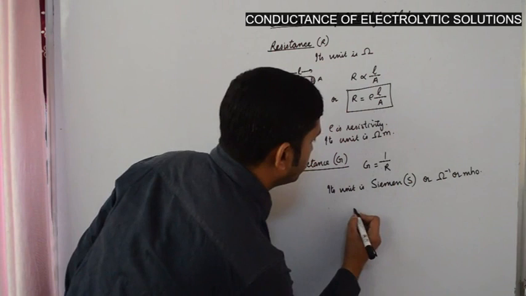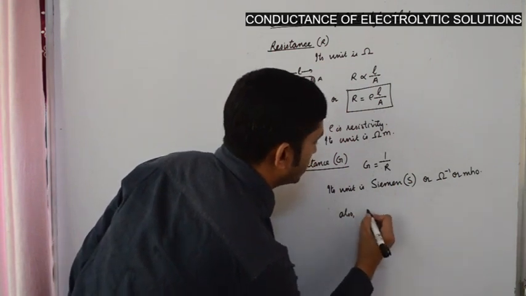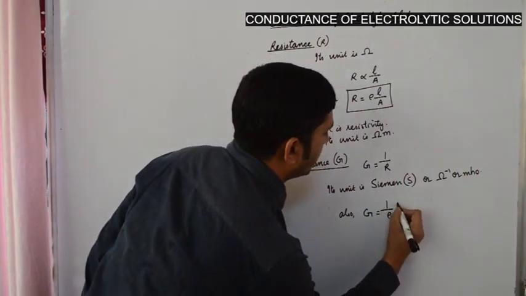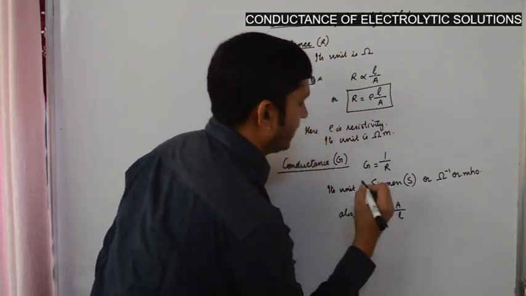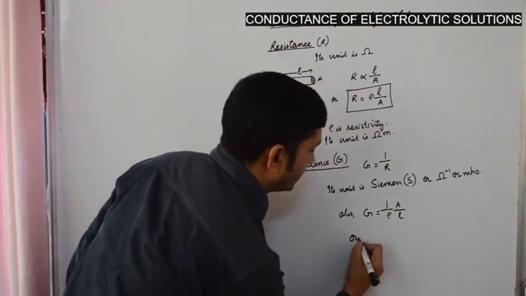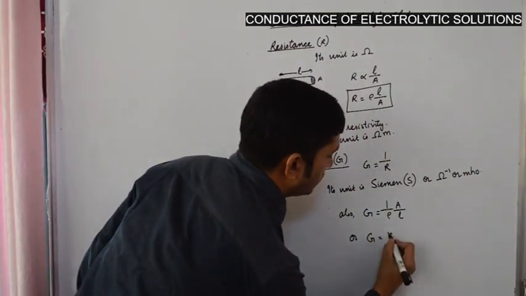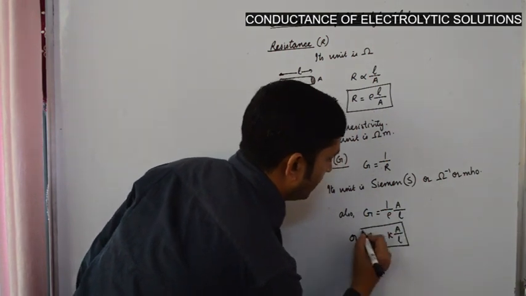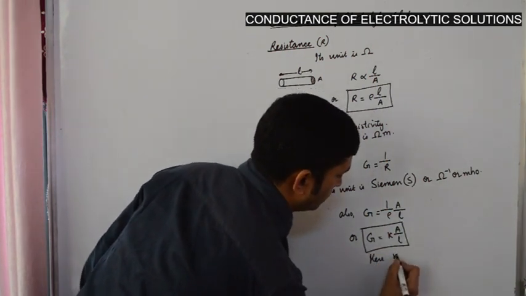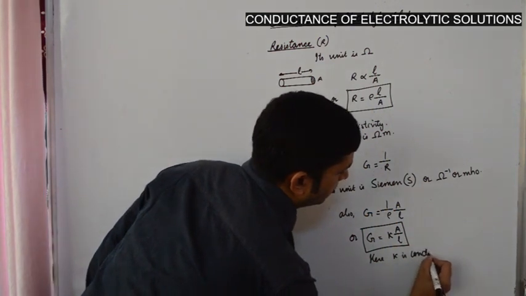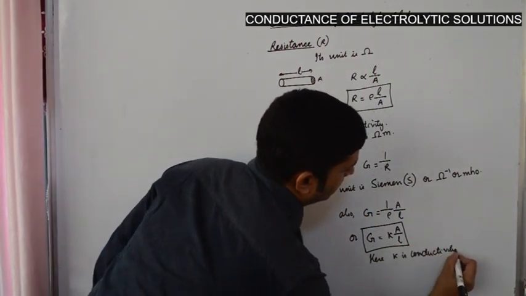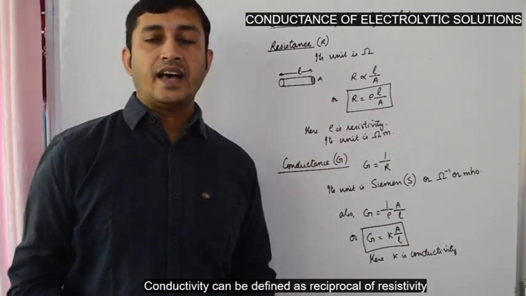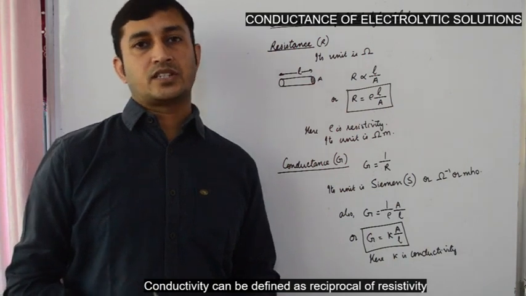So we can write that G is equal to 1 upon rho times A upon L, or we can write that conductance is equal to kappa A by L. Here kappa is conductivity. We can define conductivity as the reciprocal of resistivity.